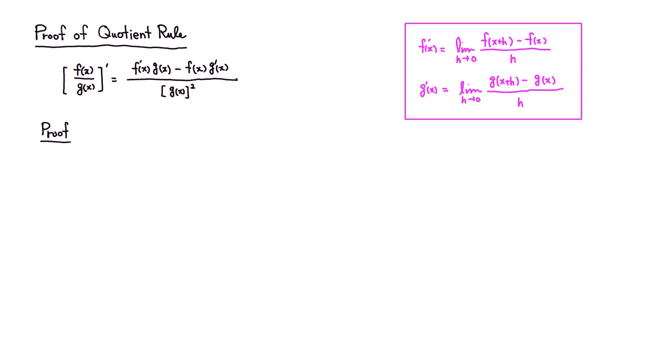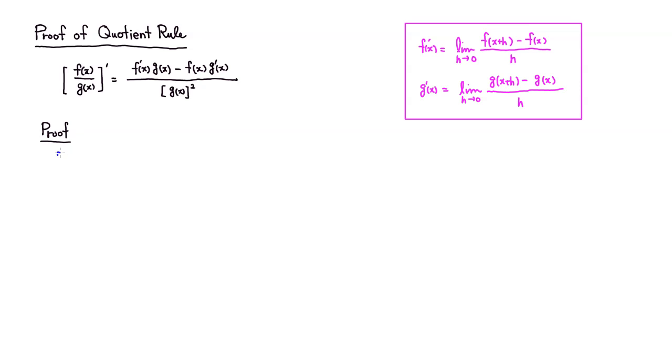All right, let's look at the proof of the quotient rule. The quotient rule goes like this: f of x over g of x, and if you take the derivative of that, you get f prime of x times g of x minus f of x g prime of x. Note that this is almost the same as the product rule on top, except for the sign here, and then all over g squared. All right, so let's prove that.